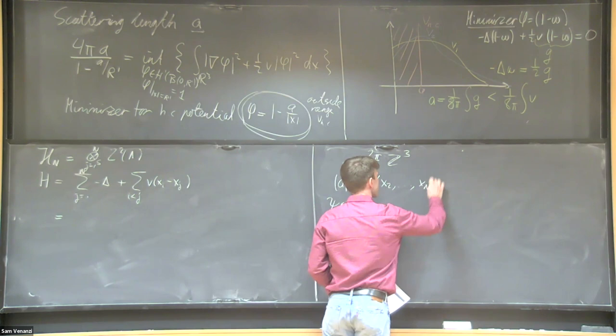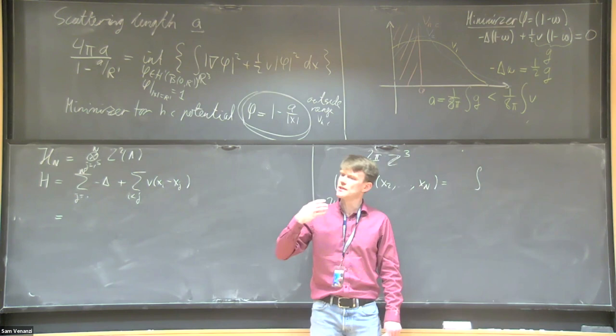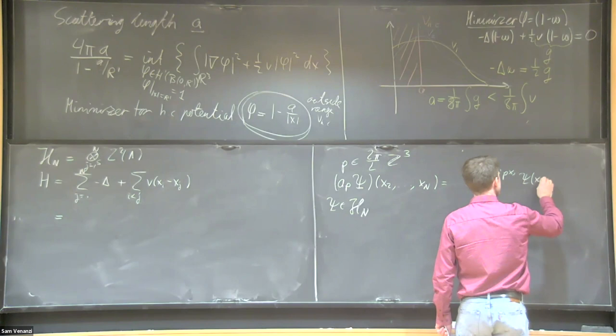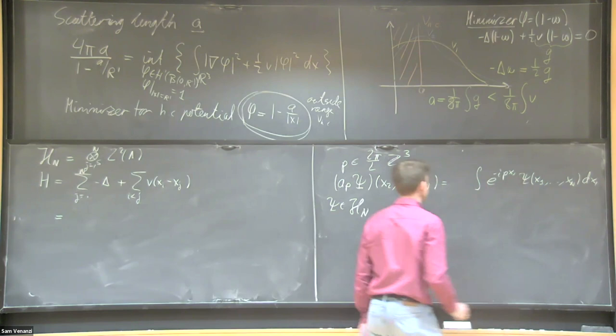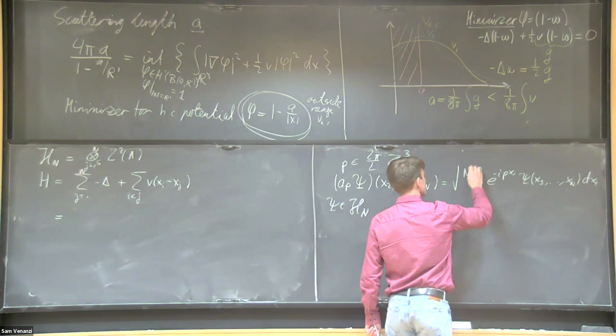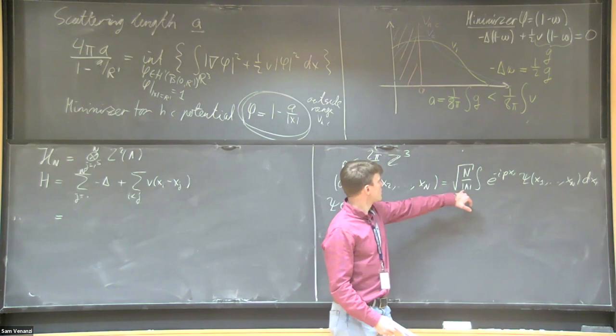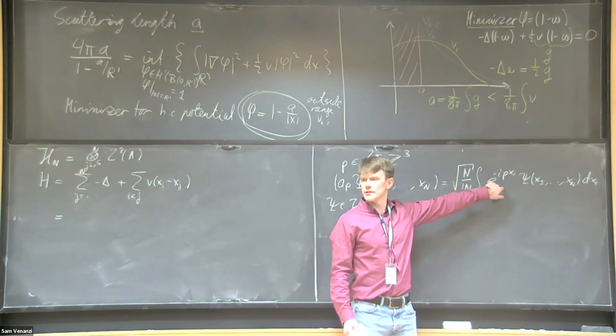Okay, and really what I do is that I just take the Fourier coefficient, say in one variable. So I integrate this up against e to the minus i p x1 psi of x1 up to xn, and then I integrate the x1 out. Okay, and then there's a normalization condition here, so that would be like square root of n divided by the volume of my box. The 1 over square root of the volume is natural, that sort of normalizes my Fourier mode in my box. The n you should think of as just being a combinatorial factor.